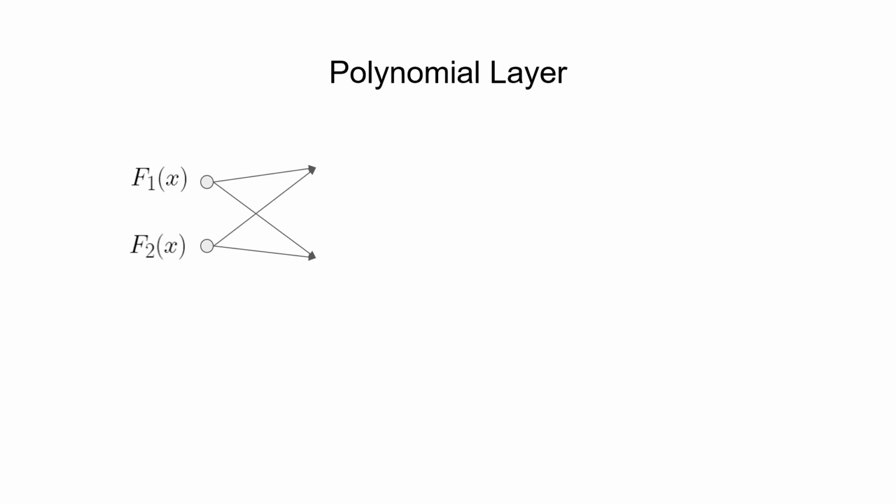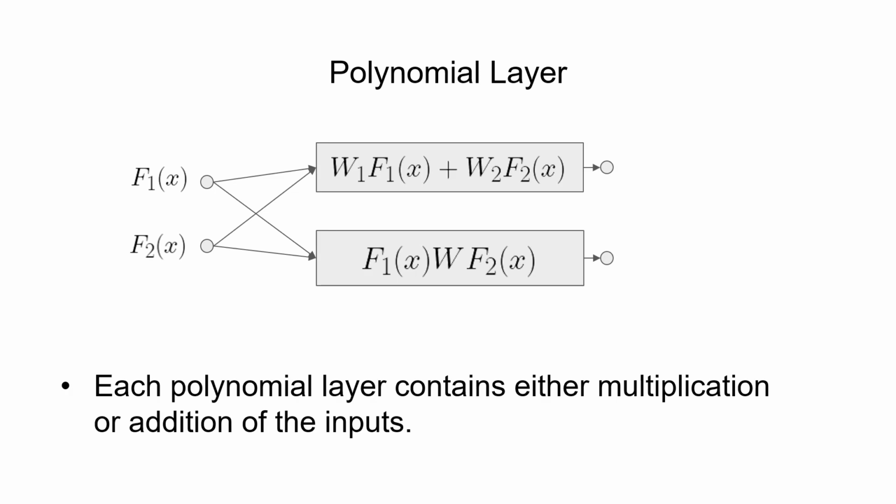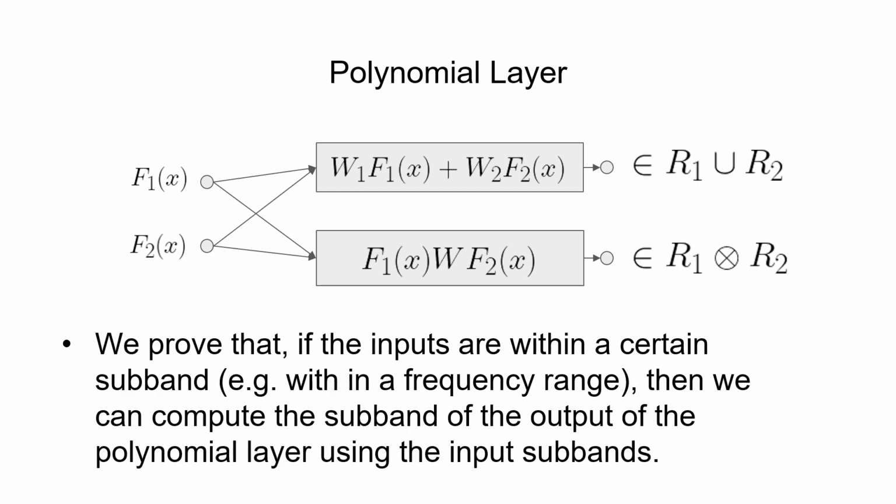Let's look more closely at a polynomial layer. Given two inputs f1(x) and f2(x), the output of the polynomial layer either applies a multiplication or addition using learned weights w. We prove that if the inputs are within a certain subband, then we can compute the subband of the output of the polynomial layer using the input subbands.